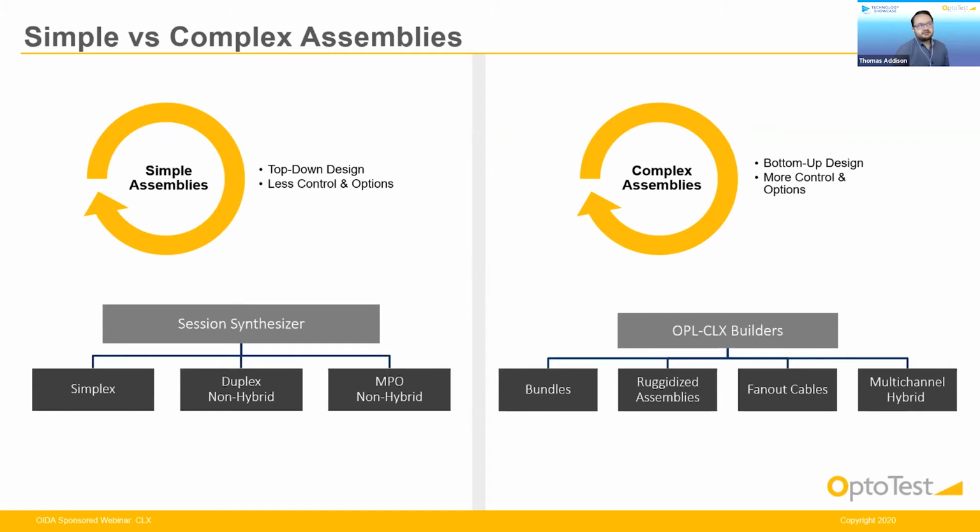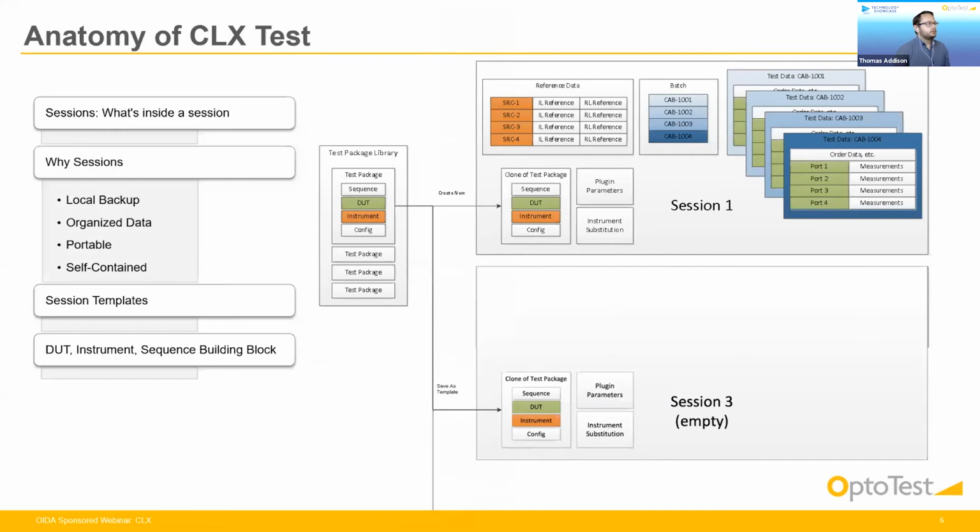For more complex assemblies, we would define these as something like bundles, ruggedized assemblies, Fano cables, multi-channel hybrid cables. This is a bottom-up design, so you would go through all of the 5 builders. This offers you greater control, greater options, and greater configurations. However, it does take a bit more time to set up. Once we're set up and you've created a test package and a session, you're ready to start testing.